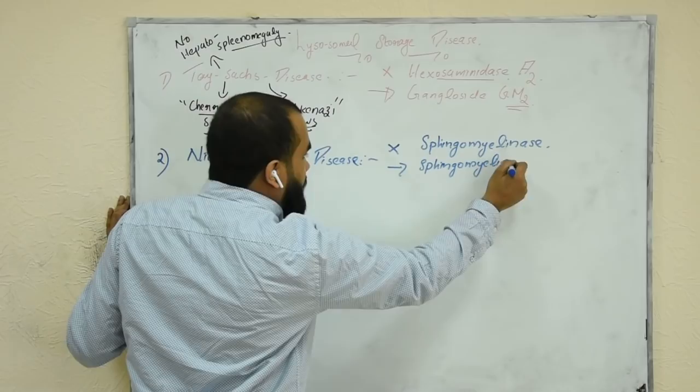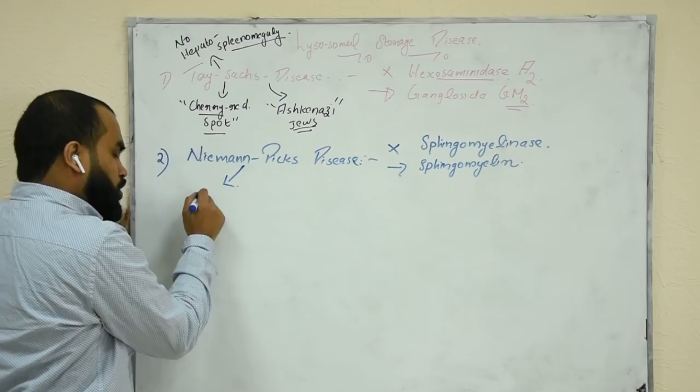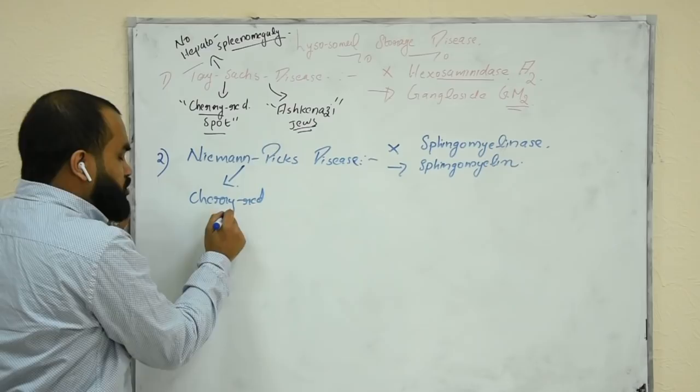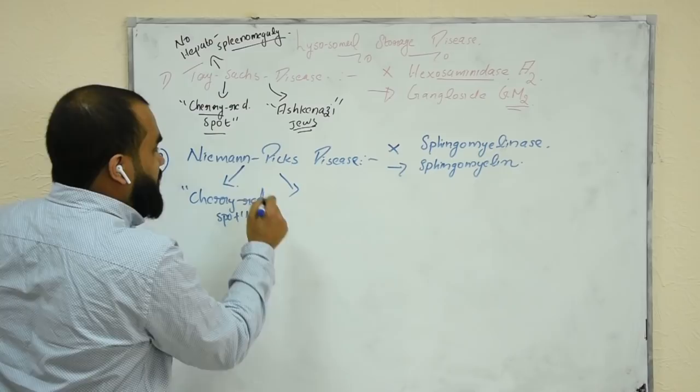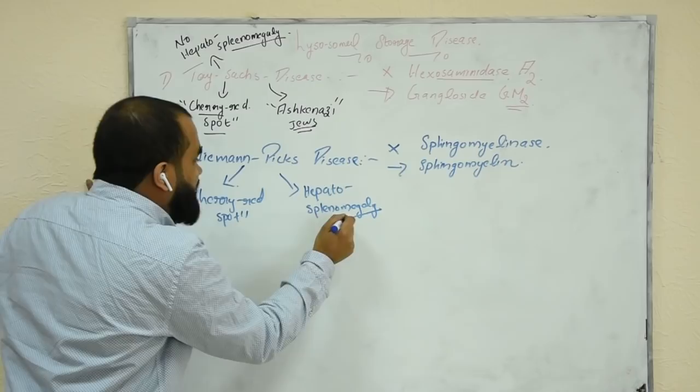Remember one important thing here. Like in Tay-Sachs, the baby will have a cherry red spot. So maybe you will be confused: is the disease Tay-Sachs or Niemann-Pick? So what other differentiating factor will they give us? In Tay-Sachs there was no hepatosplenomegaly. Here, the baby will have involvement of liver and spleen. They will have hepatosplenomegaly.